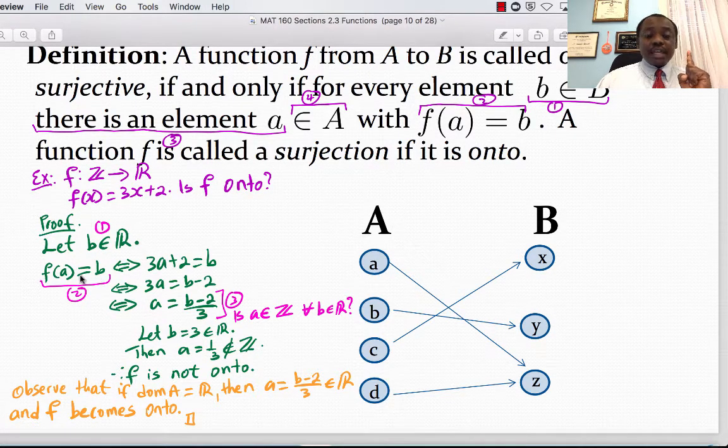Okay. f of a equals b if and only if. You see, I'm not saying that there exists an a in A such that f of a equals b. Now I'm saying that that would happen if and only if. So I'm not saying that it has already happened.